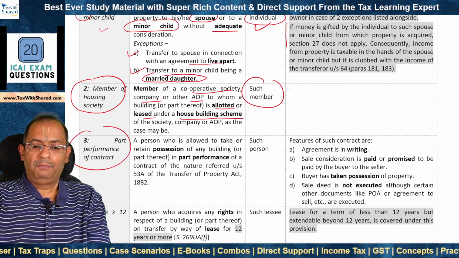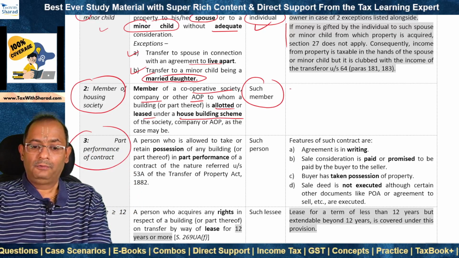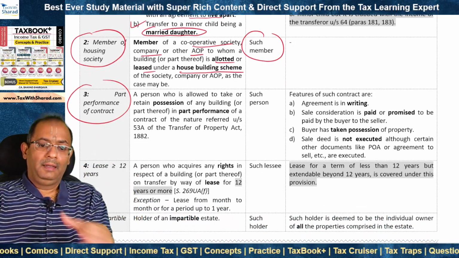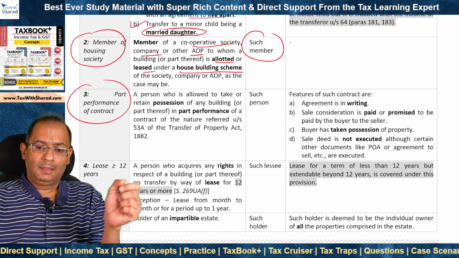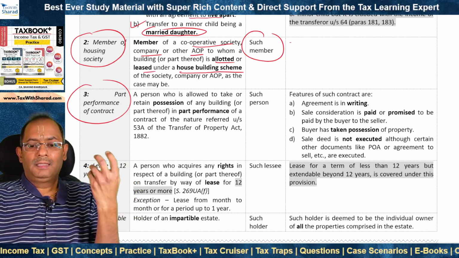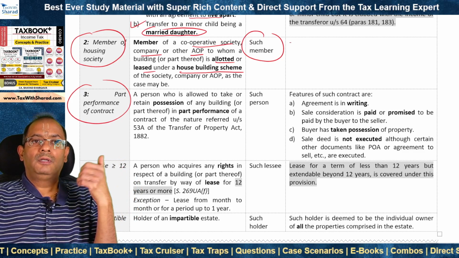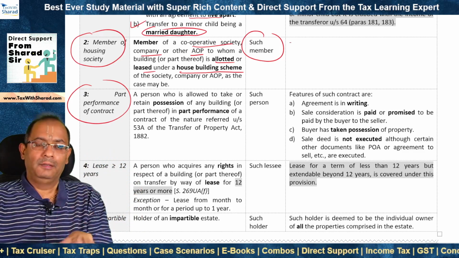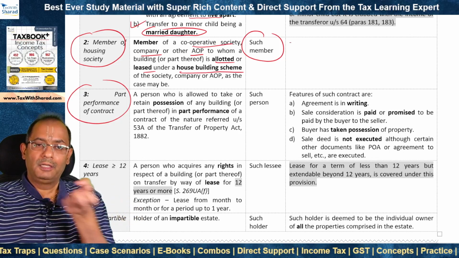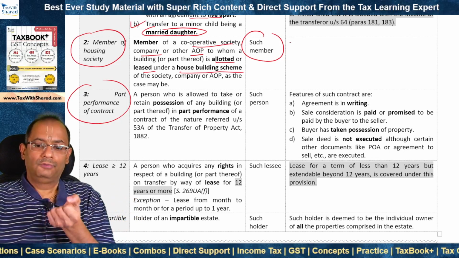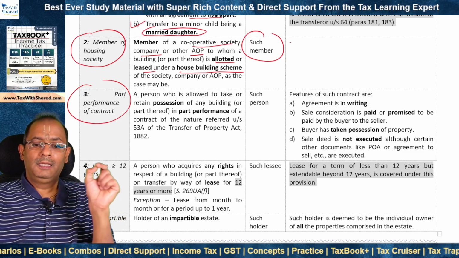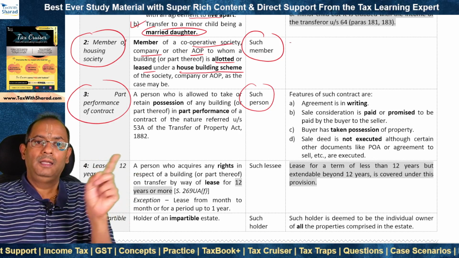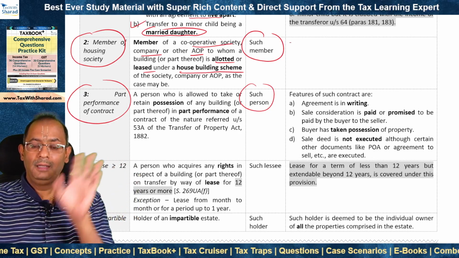Number 3 is a case of part performance of contract. Part performance of contract means that the contract has not been performed fully. There is only a part performance, right? So for example, there are instances where the house property is not transferred fully because the sale deed has not yet been executed. So the individual who is purchasing doesn't become the legal owner so far. But even in such case, if certain conditions are fulfilled, such person is deemed to be the owner, and accordingly income from house property gets taxable in his hands.